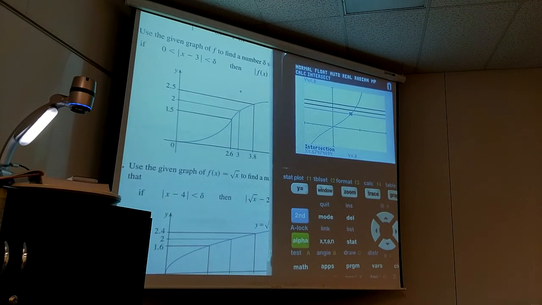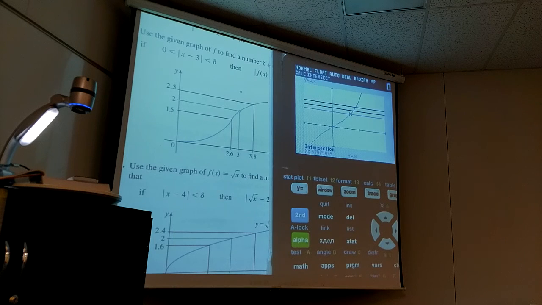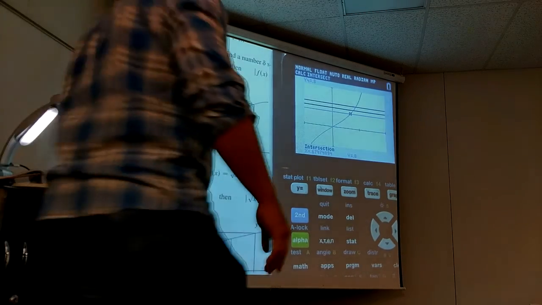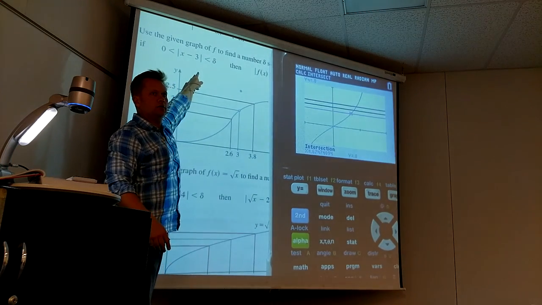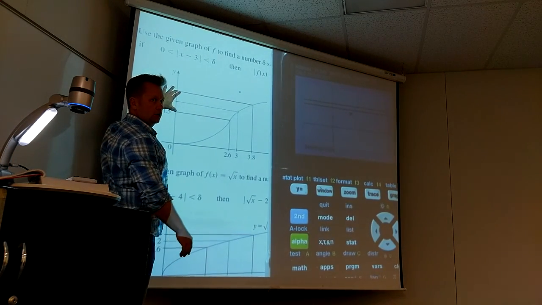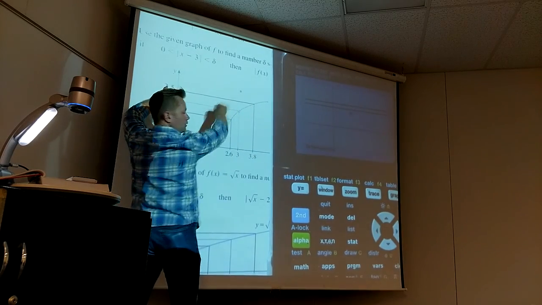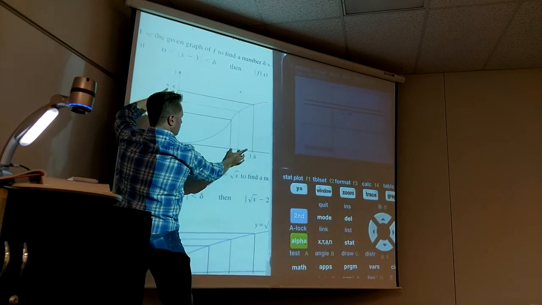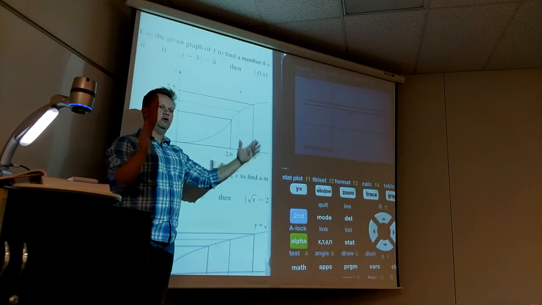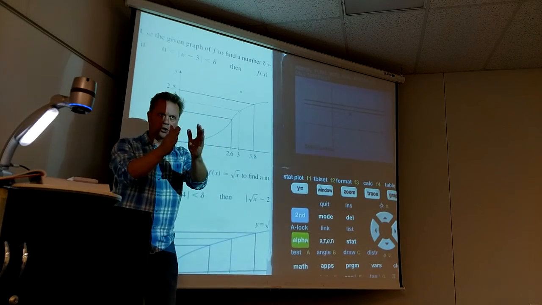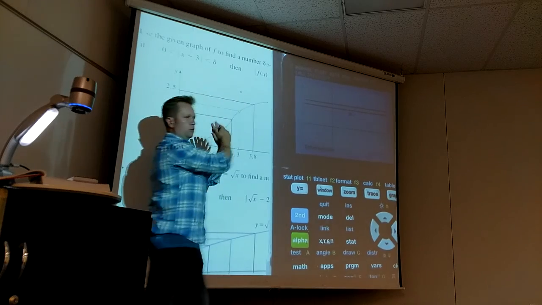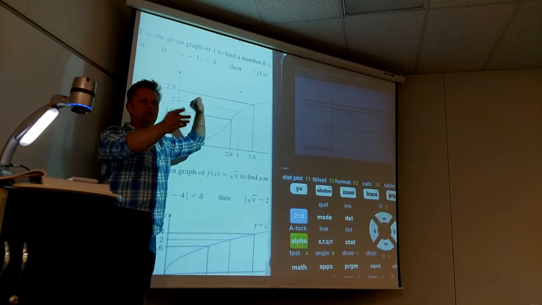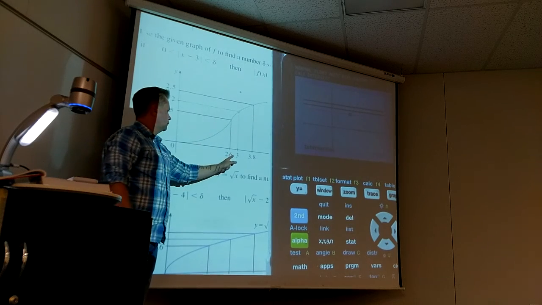Is that decent right there? Okay. So for number 2, 2.6 and 3.8 would be the answers. No. The question on this one is what does delta have to be? So how do I stay in here? Well, up to 3.8 keeps me in here, right? So 0.8 away, but 0.8 away would be too far down. So I better just go 0.4 away. Delta would be 0.4. How close to 3 do I have to be to be sure that the outputs stay in here? I have to be 0.4 away. And to be honest, anything less than 0.4 is valid too.